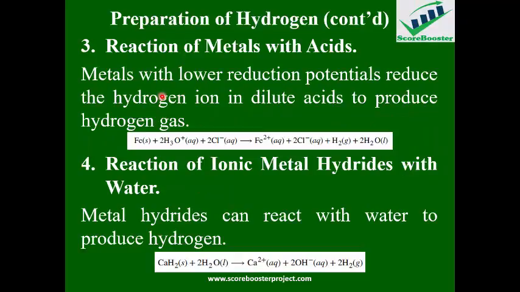Another important way is the reaction of metals with acid. Some metals that have lower reduction potential. Lower reduction potential means that all those metals are above hydrogen in the electrochemical series.